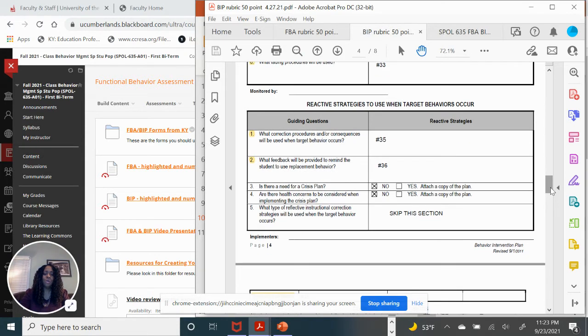Next section. If the student doesn't do as we're hoping that they will do, what correction procedures and/or consequences will be used? Before, you were talking about what reinforcement you're going to provide as you're trying to change that behavior, but what are you going to do when Charlie Brown still continues to do XYZ? What is that going to be? What feedback are you going to provide to remind the student of what it is that we're trying to do and to use that replacement behavior? So what would be your strategies there?